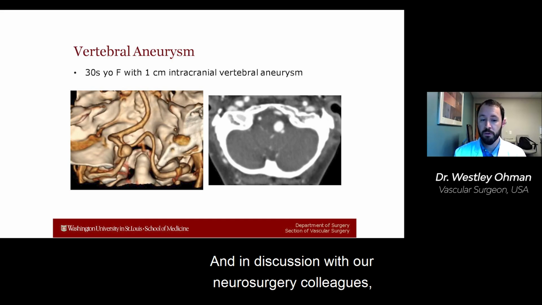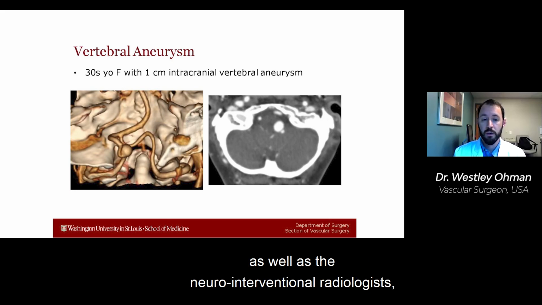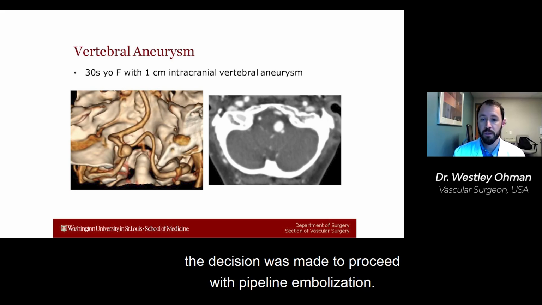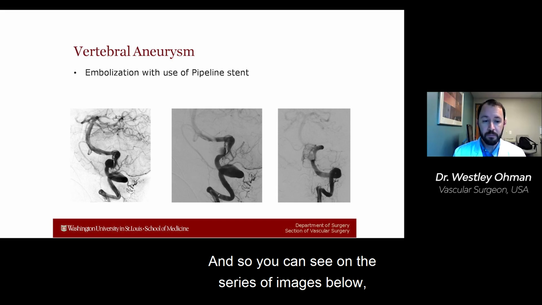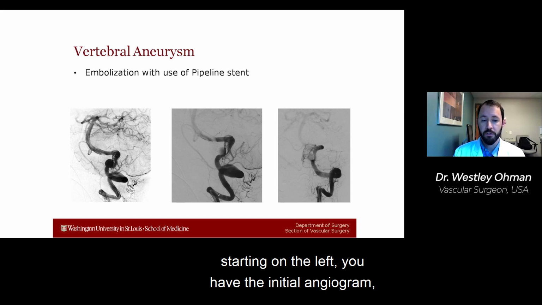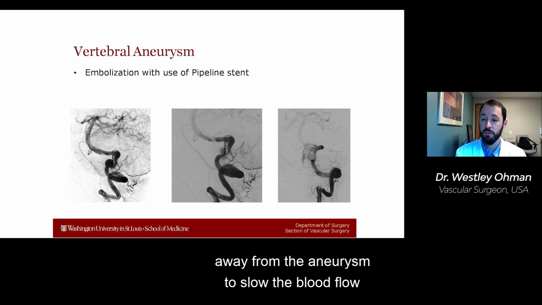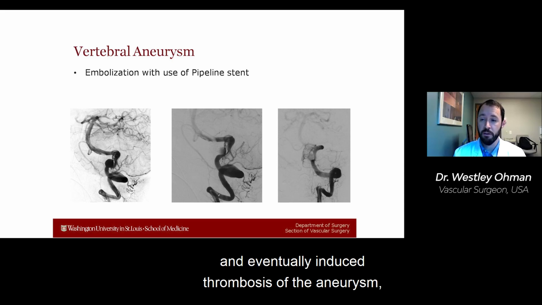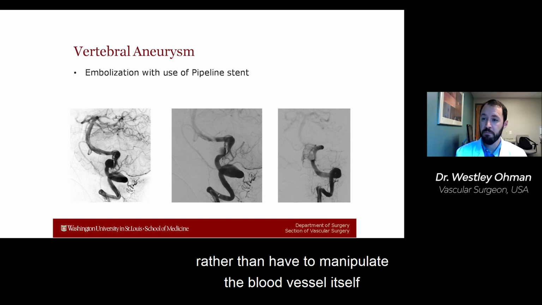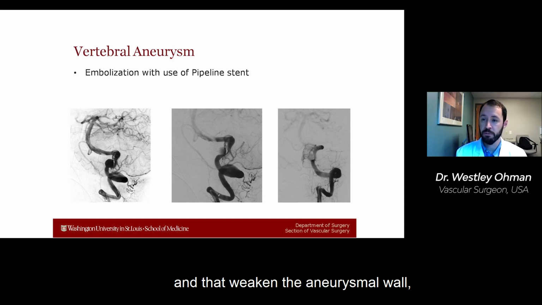In discussion with our neurosurgery colleagues as well as a neurointerventional radiologist, the decision was made to proceed with pipeline embolization. You can see on the series of images below, starting on the left, the initial angiogram. The pipeline stent is an open-celled stent, and what it's designed to do is redirect flow away from the aneurysm to slow the blood flow and eventually induce thrombosis of the aneurysm, rather than have to manipulate the blood vessel itself and that weakened aneurysmal wall. You can stay within a more normal or healthier arterial segment. And she did well after this procedure.